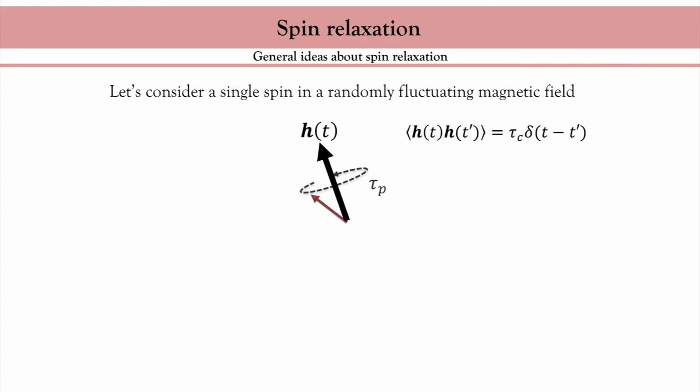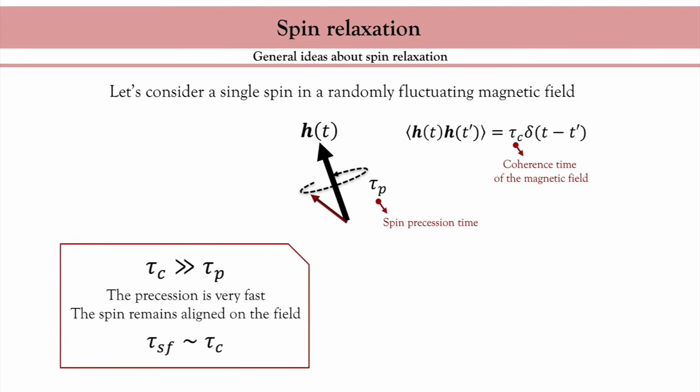To see how it works, I consider an isolated spin in a time-dependent fluctuating magnetic field. We know that the spin will do its best to precess around the magnetic field and eventually align with it. The time it takes for the spin to achieve a full precession is called the precession time, and the time it takes for the magnetic field to reorient itself is called the coherence time. If the coherence time is long compared to the precession time, the spin can achieve many precessions before the field reorients itself. Therefore, the spin remains mostly aligned on the magnetic field, and the spin relaxation time, the loss of spin memory, is directly proportional to the coherence time.